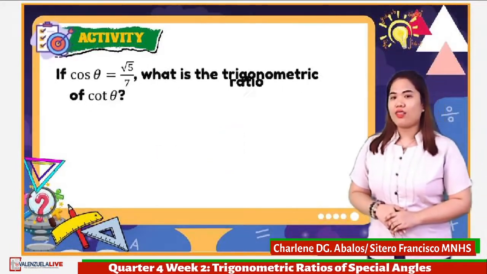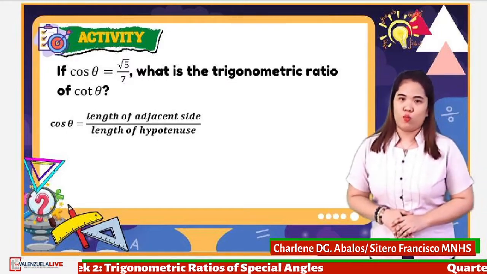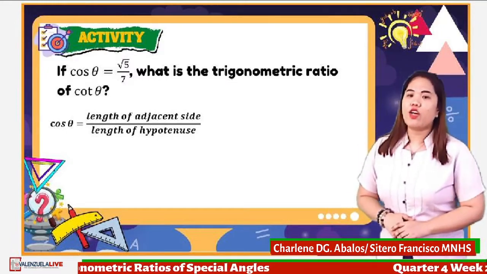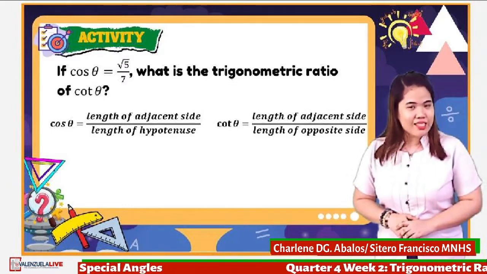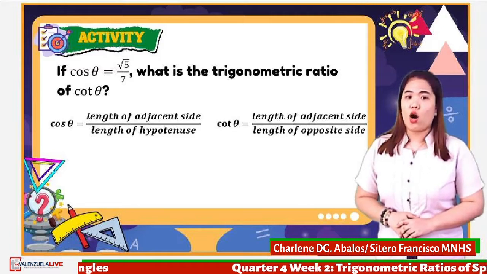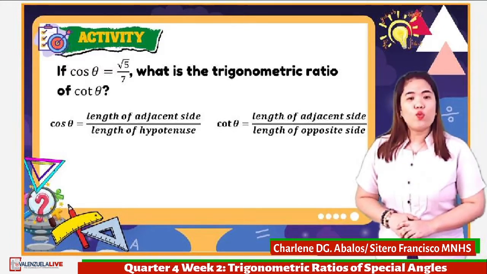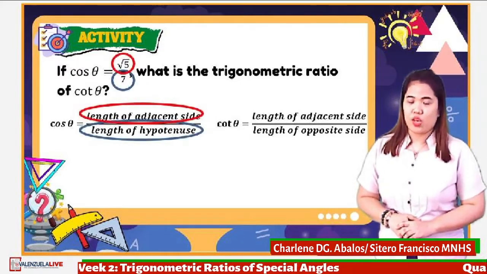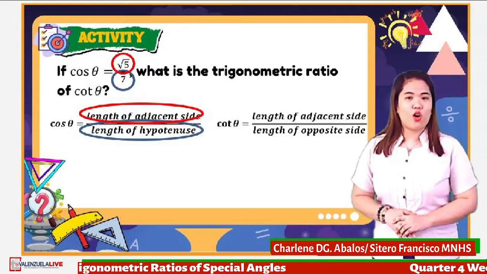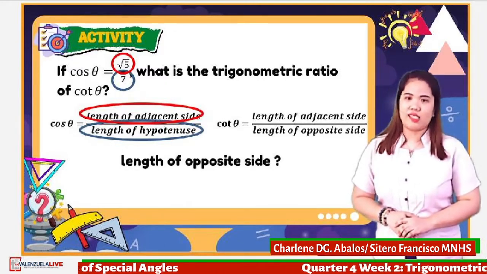Cosine theta is equal to the length of the adjacent side over the length of the hypotenuse. On the other hand, the ratio of cotangent theta is equal to the length of the adjacent side over the length of the opposite side. Since the given is cosine theta, we already have the length of the adjacent side and hypotenuse. And for us to get the ratio of cotangent, we need to have the length of the opposite side.